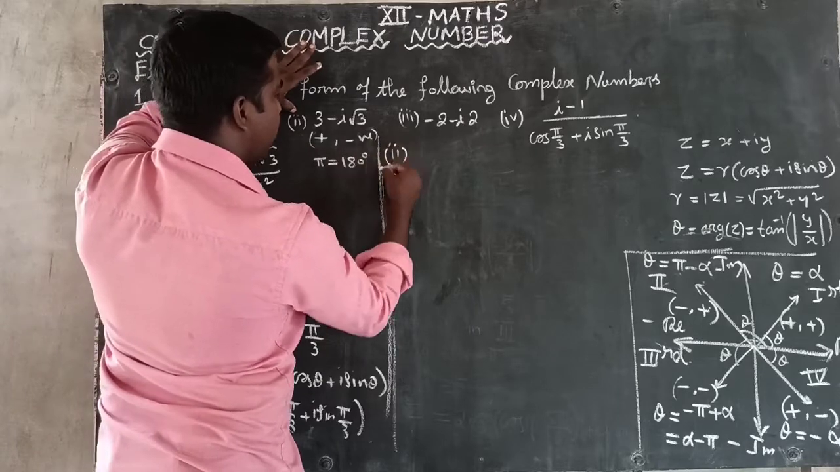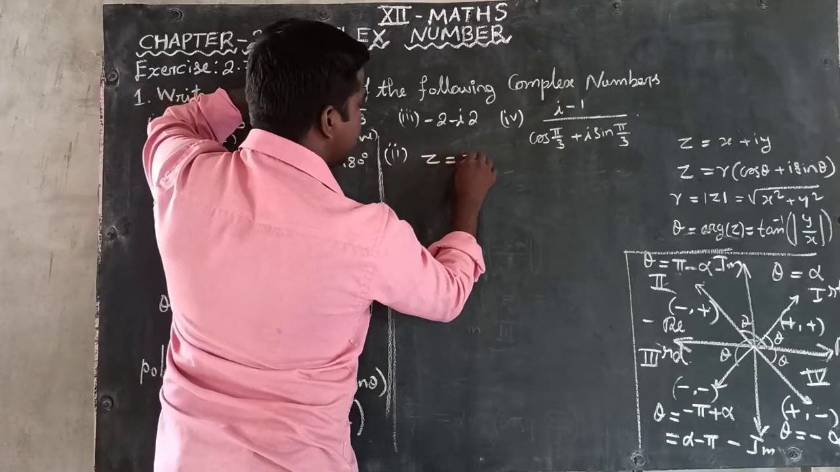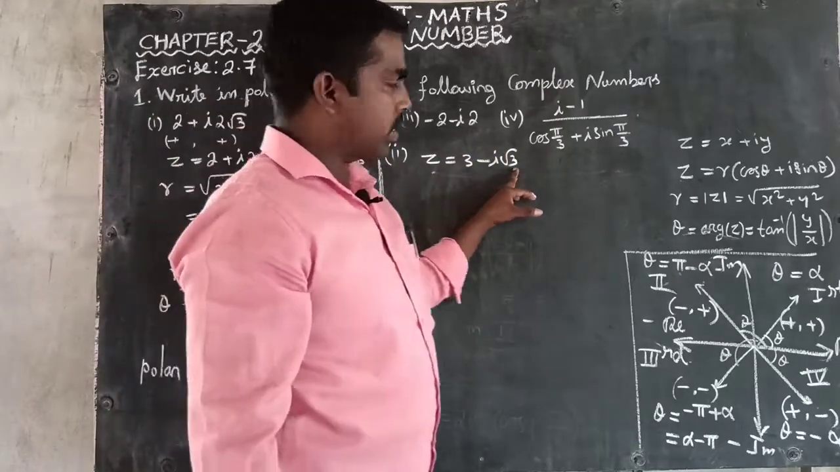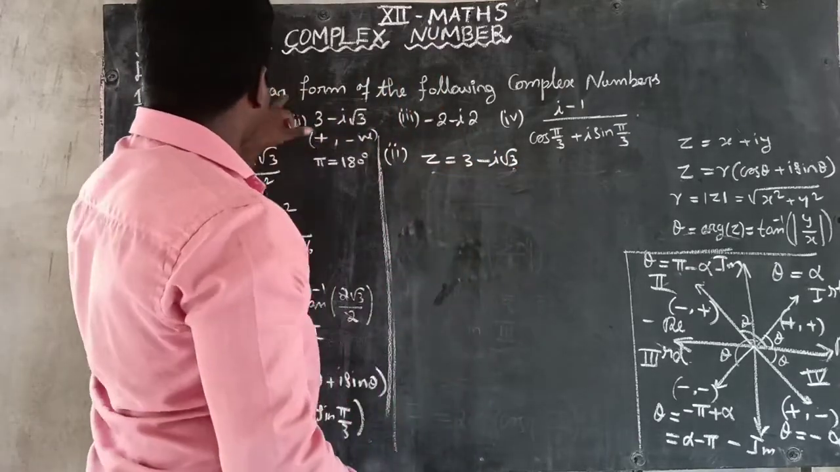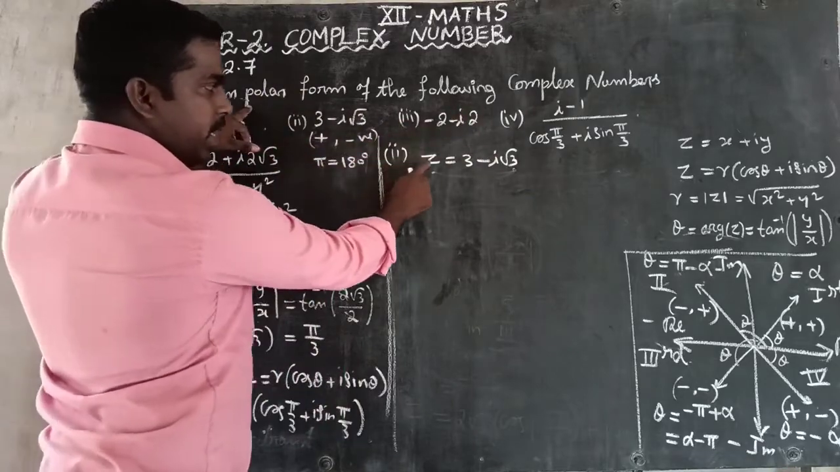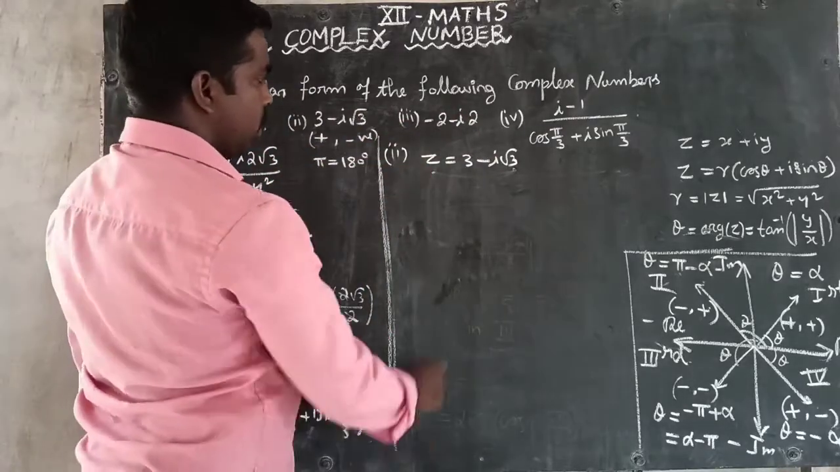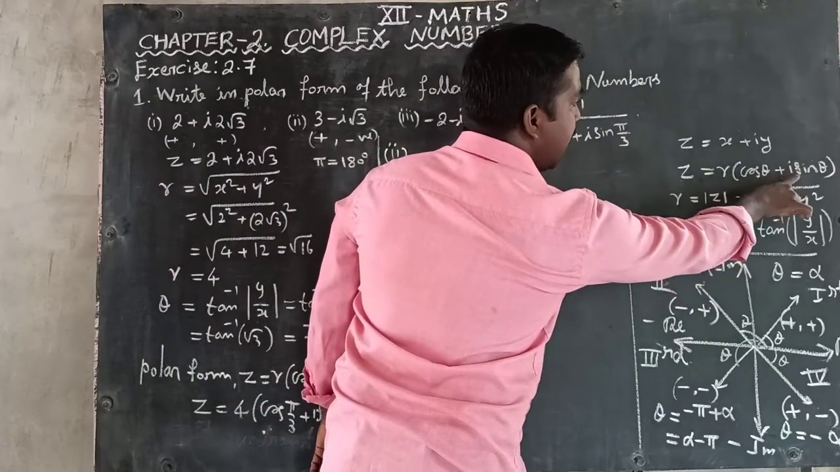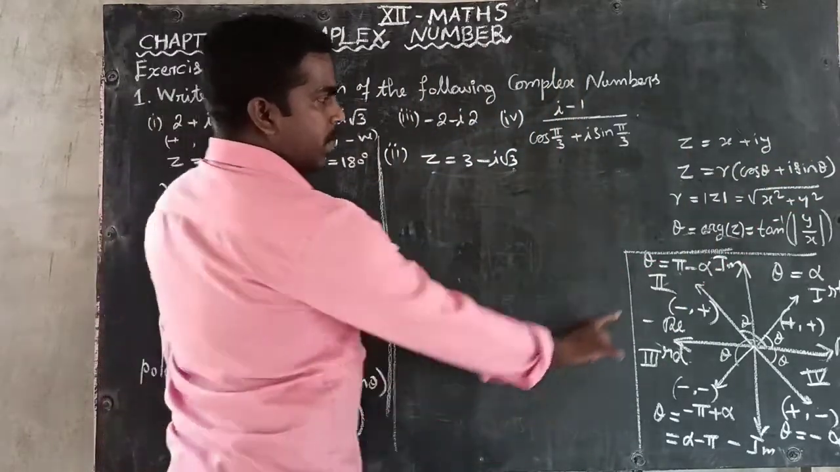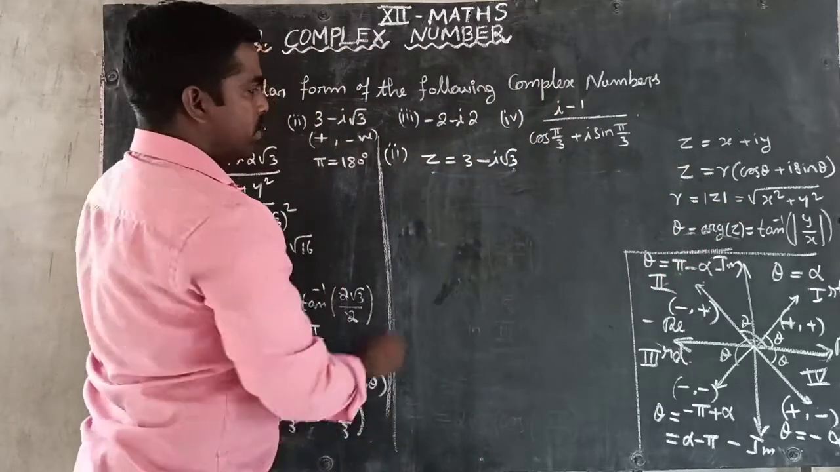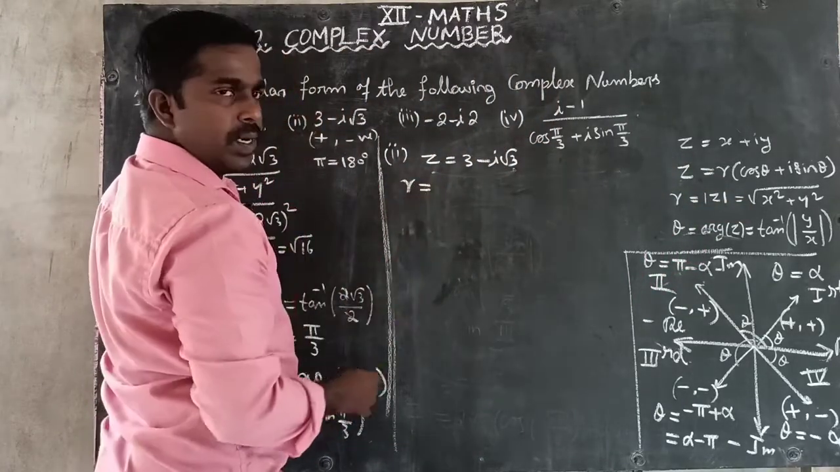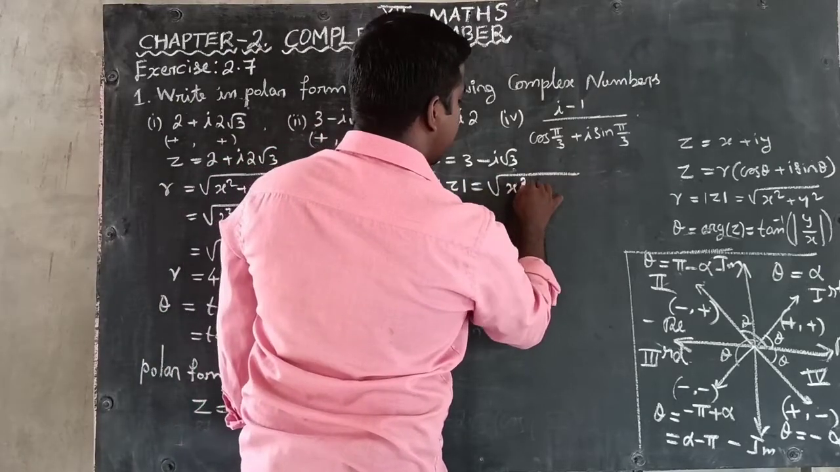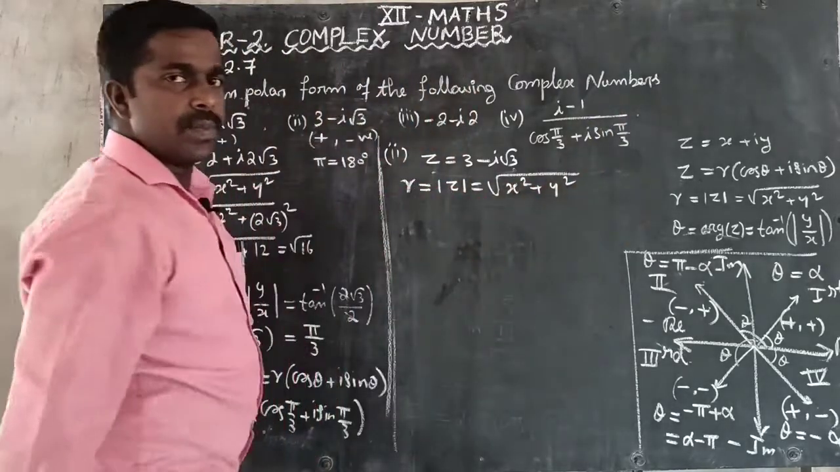So second problem, z is equal to 3 minus I root 3. This is the given complex number. Now we have to find the polar form of the given complex number. Polar form is nothing but z is equal to r into cos theta plus I sin theta. So first we have to find the value of r. The r is nothing but the modulus of z. So that is the formula square root of x square plus y square.